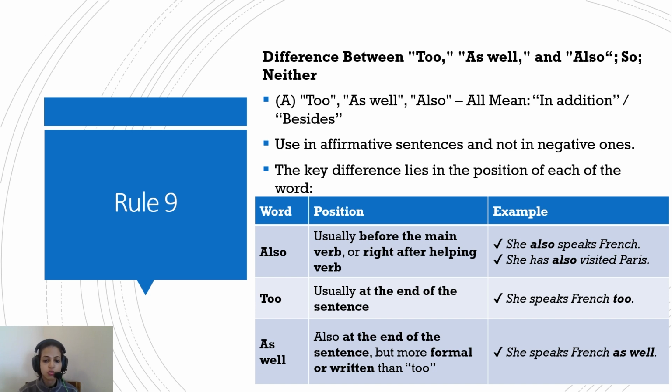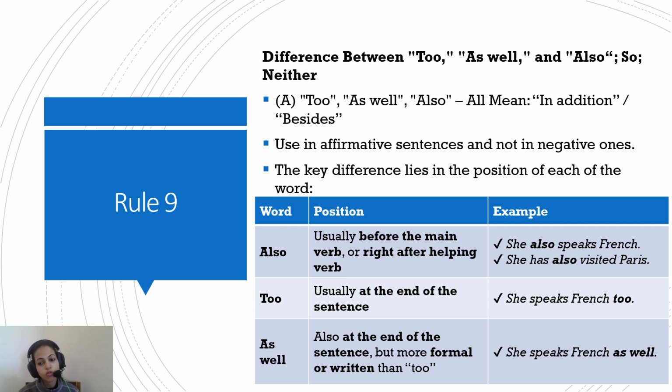So the word also, this is a very common mistake that students commit, that they place the word also at the end. So this word also should be placed before the main verb or right after the helping verb, but it should not be placed at the end of the sentence. So she also speaks French.